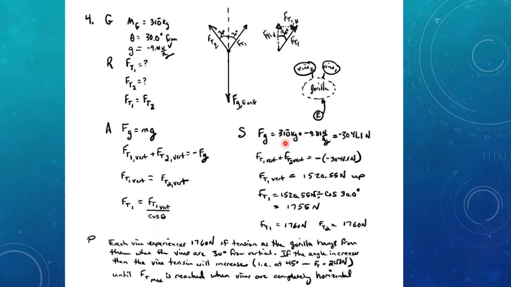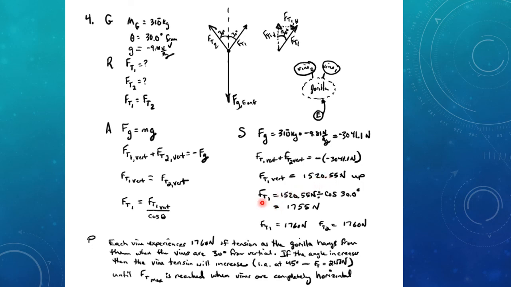So the force of gravity, here's the mass of the gorilla, here's gravity, and there's that force pulling down. I know that the sum of the two vertical components of the vines must equal that value, positive, of course, and that the sum of both of these equaling that must be that the force of one vine is simply half of that. So I took this value in its positive sense, and I divided it by 2. So that's the force up.